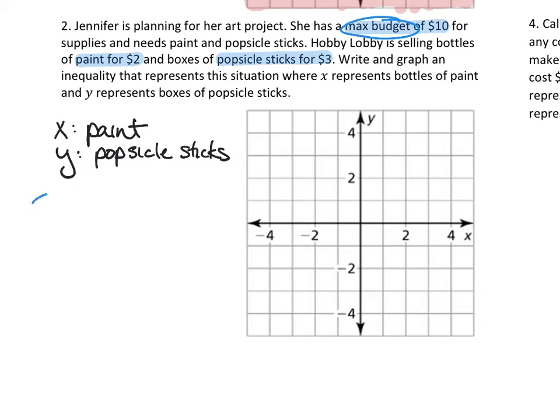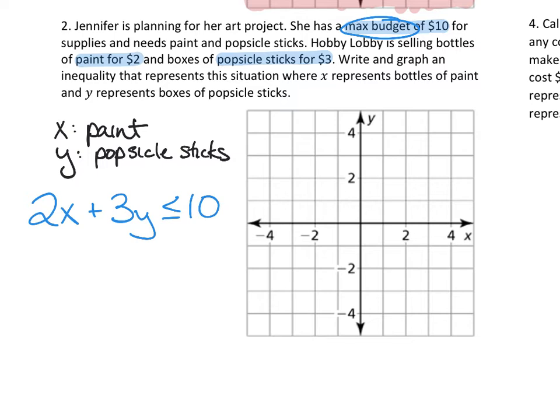So let me give $2 for every bottle of paint, and $3 for every popsicle stick. And I know that has something to do with 10. Now that is her max budget. Can she go over $10? Can she buy under $10? Can she buy things that are exactly $10? Yeah, that helps me realize that the bigger number has to be 10, but it can also equal 10. Max budget means no more than, or at most, which translates to our less than or equal to sign.